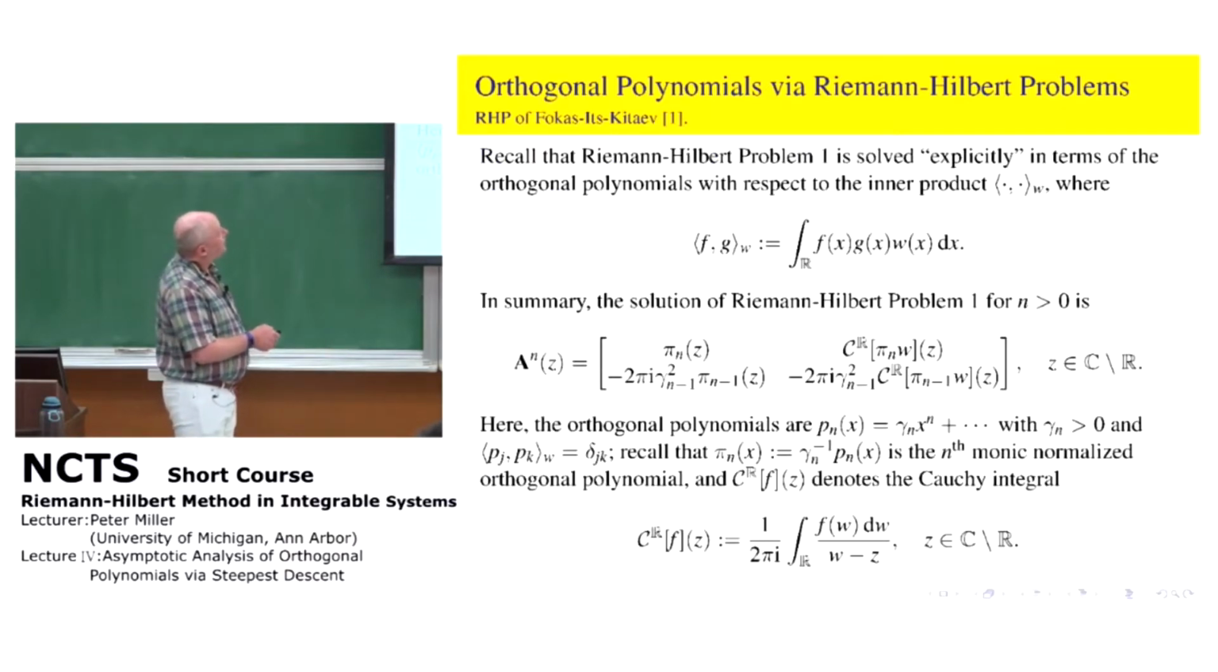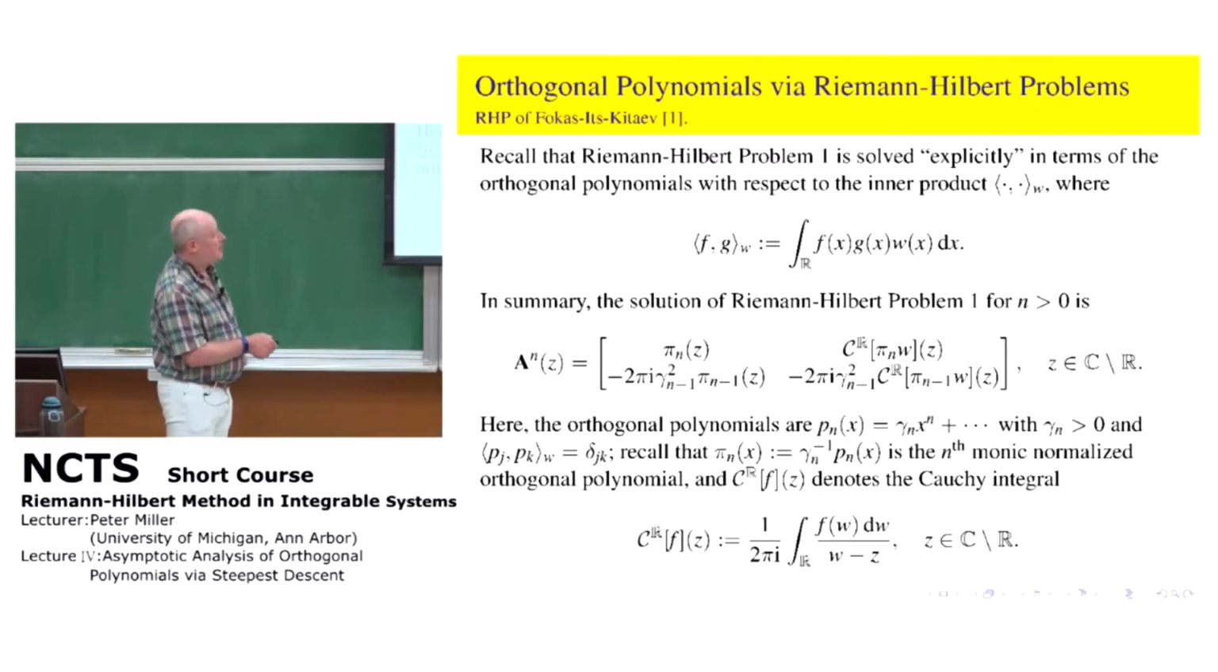And then we may recall that the solution of this problem can be written in terms of the orthogonal polynomials with respect to this inner product built from the weight function w that appeared in the 1-2 entry of that jump condition matrix. So here we are orthogonalizing f and g against this w measure on the real line. That's the inner product. So in summary, the solution of the Riemann-Hilbert problem for n greater than 0 had this form. This element here, that's the monic normalized polynomial of degree n in the system.